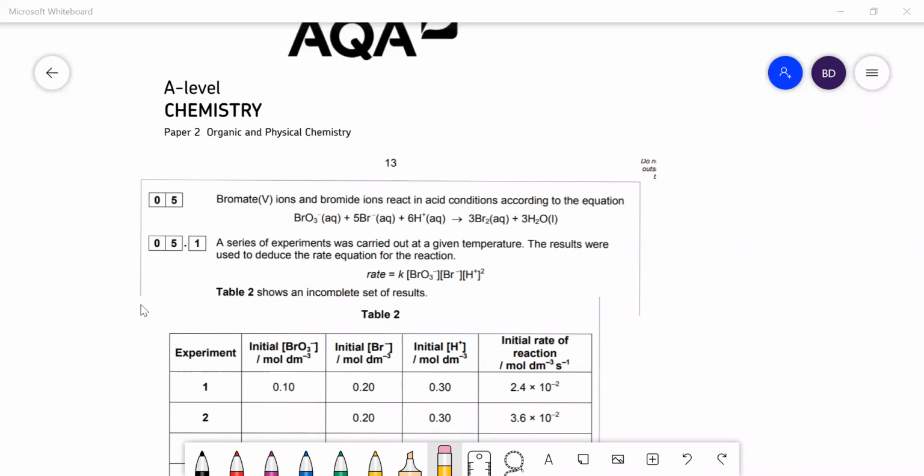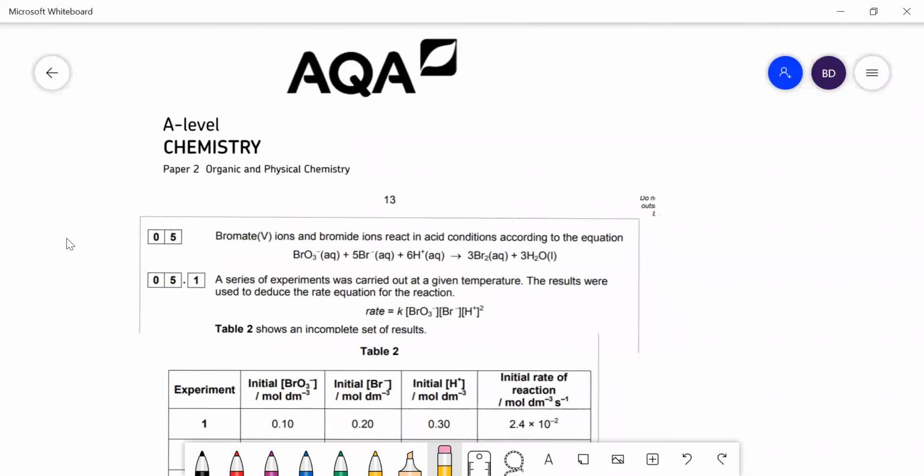Okay, this is the second part of AQA A-level Chemistry. This is the June 2018 paper, and it's the second part of it, starting at question 5. Questions 1 to 4 were covered in an earlier video.